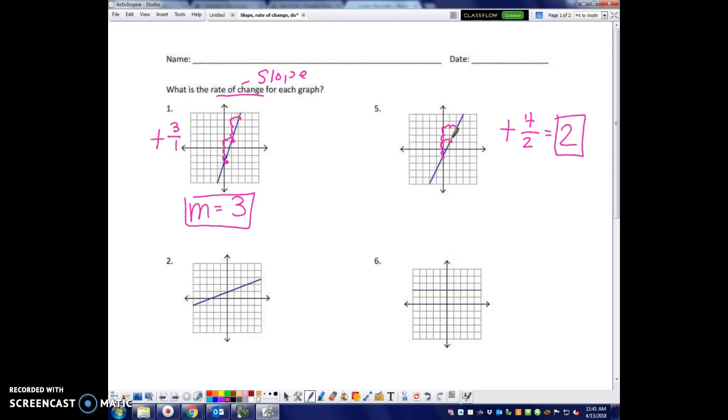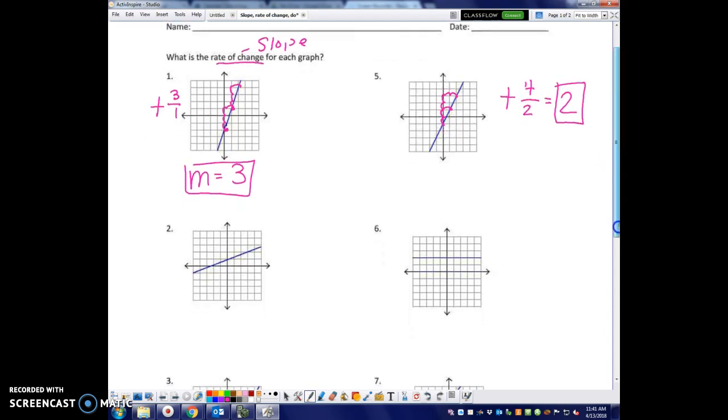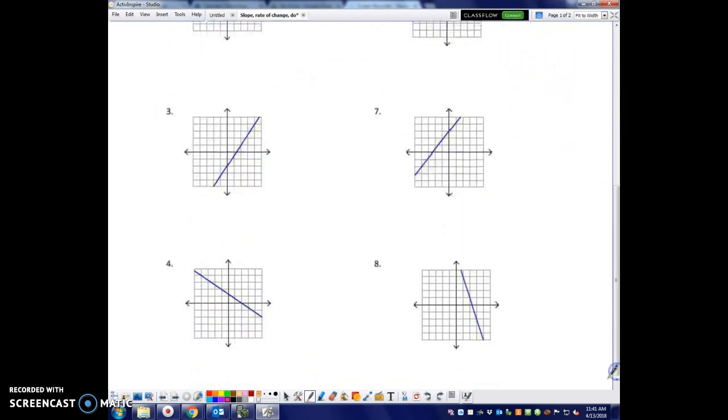All right. So let's go down to number 4. When you read it like a book, it's going down, so it's going to be a negative. Pick your 2 points. Okay? We're going to pick this one and this one. Rise over run. 1, 2 over 1, 2, 3. So this one, your slope is going to be a negative 2 over 3.